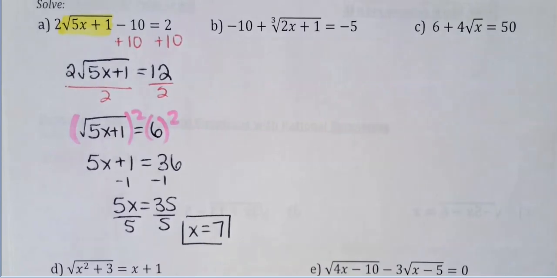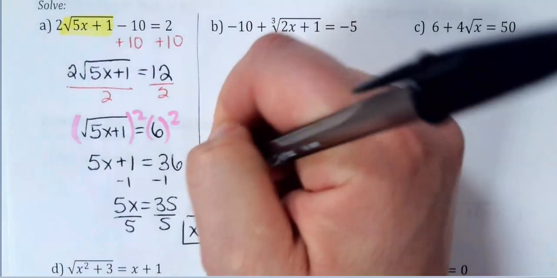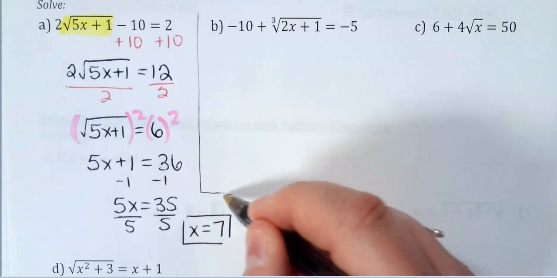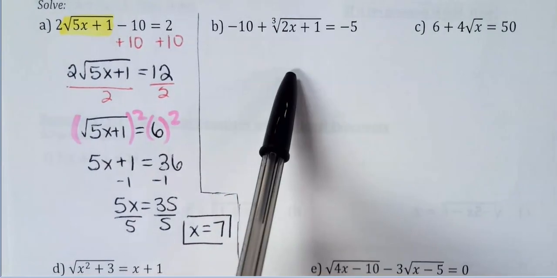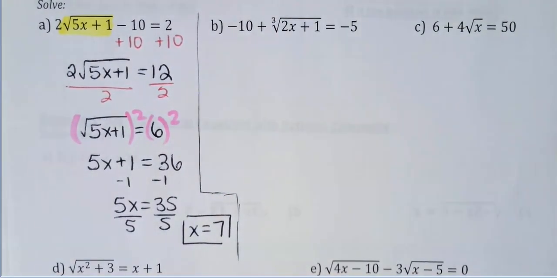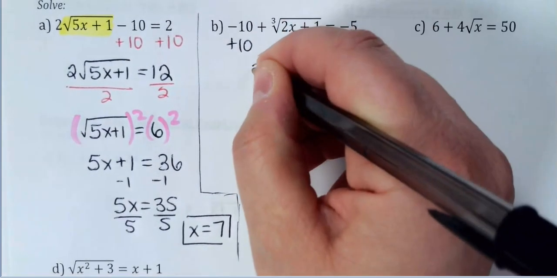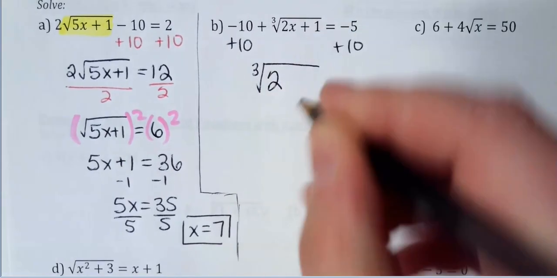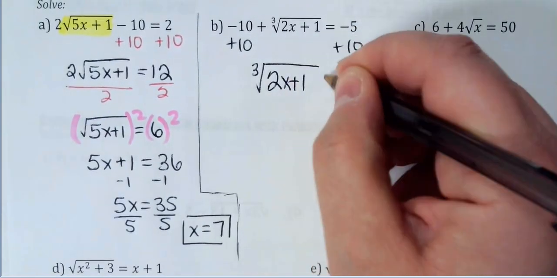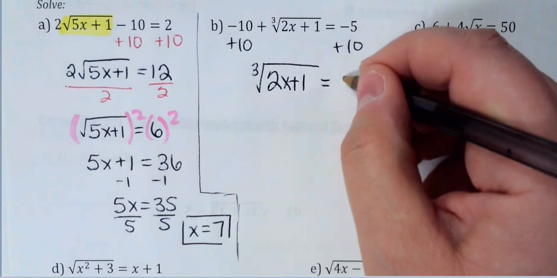I didn't mean to scare you, but a couple of these are not quite this quick. All right, what should I do first on the next equation? Add 10 again, I guess. I wasn't very creative when I made these problems up. Okay, so now this one's a cube root. So cube root of 2x plus 1, add 10 to negative 5, we're going to get 5.